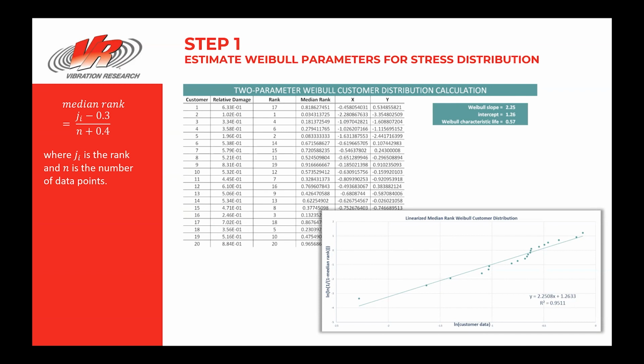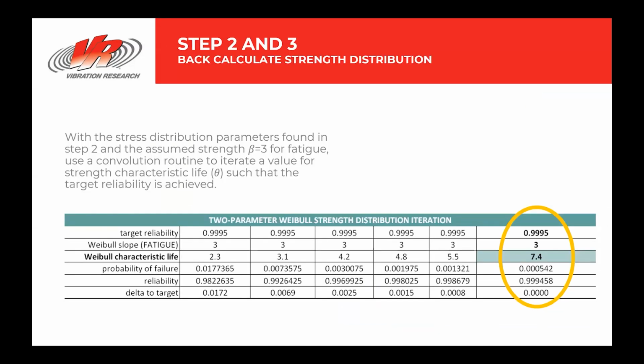All right, great. Now we have estimated Weibull parameters for the stress distribution, but we still need to get Weibull parameters for our strength distribution so that we can perform our stress strength convolution. So to do that, we're going to do a back calculation. With the stress, in steps 2 and 3, we're going to get the stress distribution. To do this, we need to assume a Weibull slope, a beta, for the failure mode of interest. We'll use beta equal to 3 as a generic representation of a fatigue failure mode.